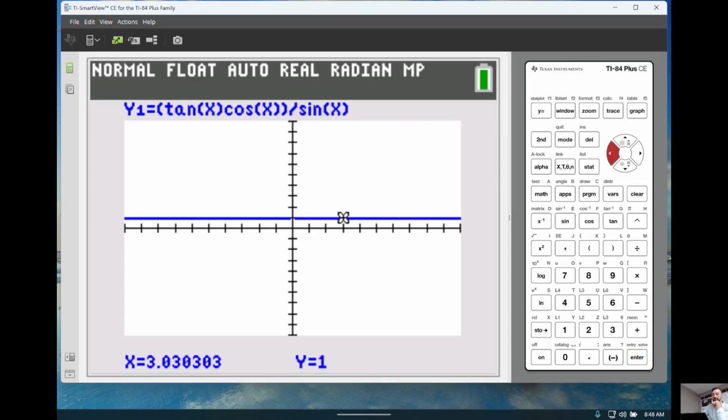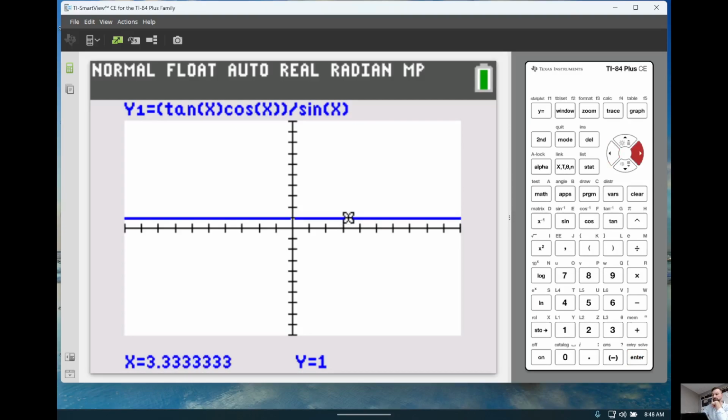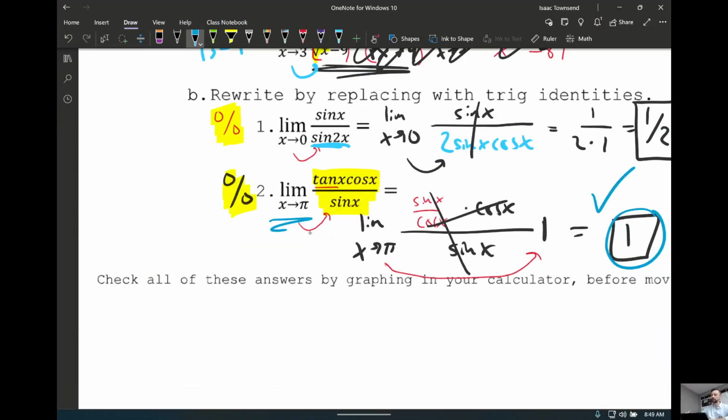Move your cursor a little bit to the left. You can see that it approaches 1 from the left. Move it a little bit to the right. See that it approaches 1 from the right. And if it approaches 1 from the left and 1 from the right, you can feel good that that was your correct answer. Again, you'd have to make sure your calculator's in radian mode, though, if you're doing trig functions. You guys know we do a lot of stuff in degrees and radians. Calculus is 100% radians. We don't do anything in degrees.